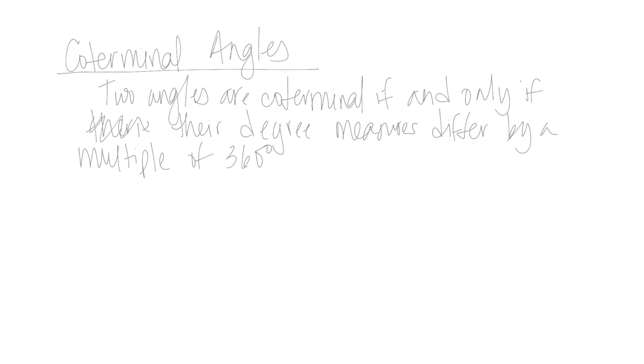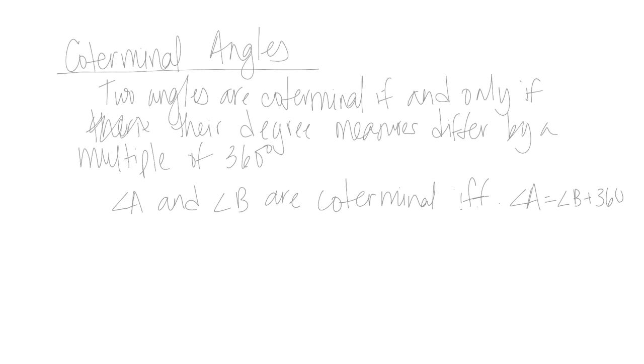So how we can write this out mathematically is that angle A and angle B are coterminal if and only if, that's just the notation for if and only if, abbreviation if you will, angle A equals angle B plus 360 degrees n, where n is any integer.